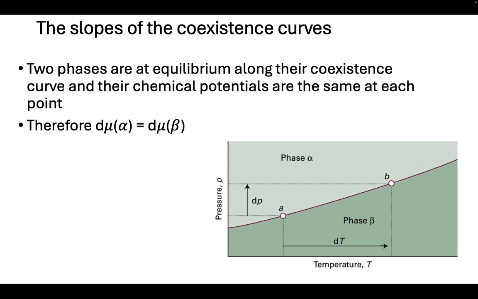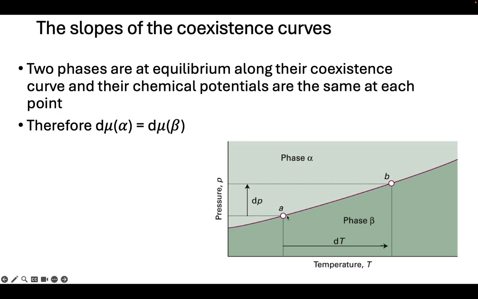To do this, we take into account the fact that what we're looking at here are coexistence curves. Every place along these curves, the two phases, whether they be solid and liquid or alpha, beta, whatever you want to call them, have the same chemical potential at that phase boundary. So if they have the same chemical potential at A here, they're going to have the same chemical potential at B. There's some change in pressure and some change in temperature, but the chemical potential is not going to change.